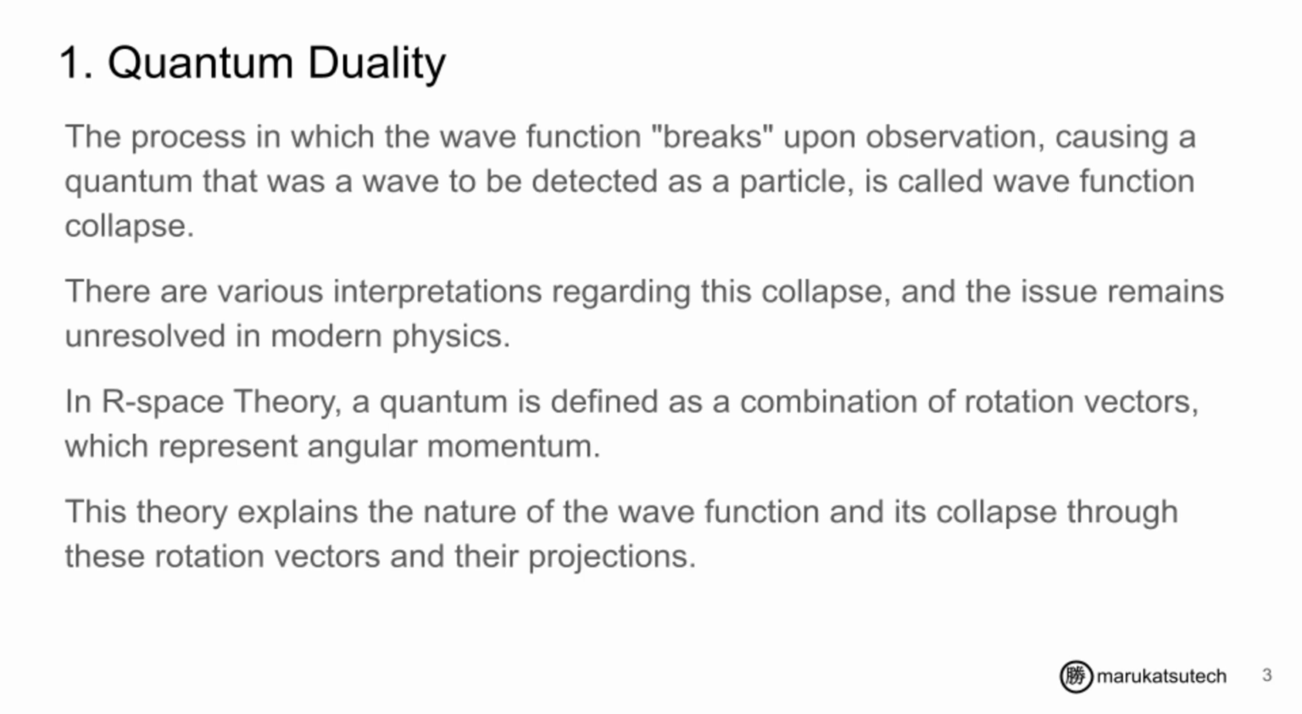The process in which the wave function breaks upon observation, causing a quantum that was a wave to be detected as a particle, is called wave function collapse. There are various interpretations regarding this collapse, and the issue remains unresolved in modern physics. In our space theory, a quantum is defined as a combination of rotation vectors, which represent angular momentum. This theory explains the nature of the wave function and its collapse through these rotation vectors and their projections.